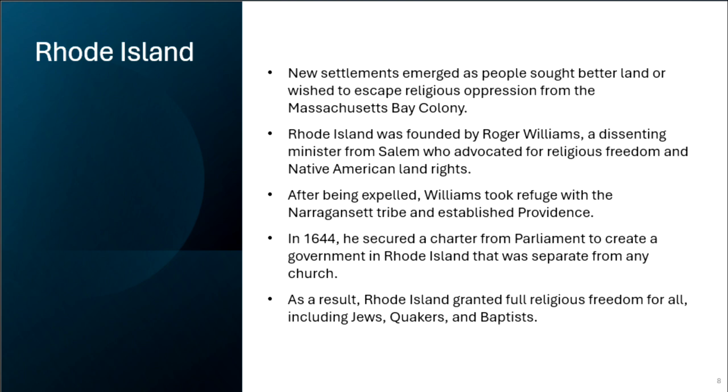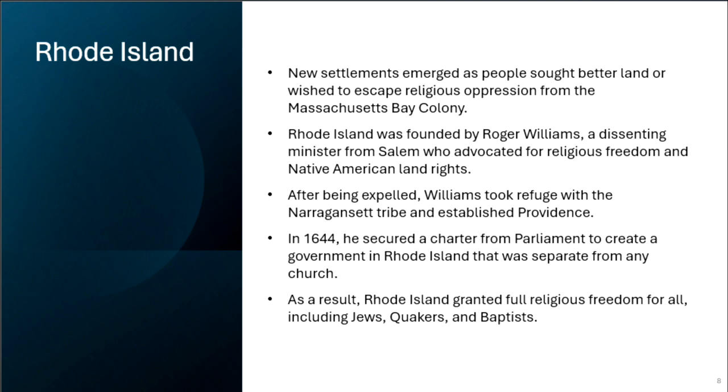It sounds like his views were way ahead of his time. What happened to him? He was banished from Massachusetts Bay for his dangerous opinions. So what did he do? He didn't give up on his ideals. He found refuge with the Narragansett tribe and established Providence in 1636.